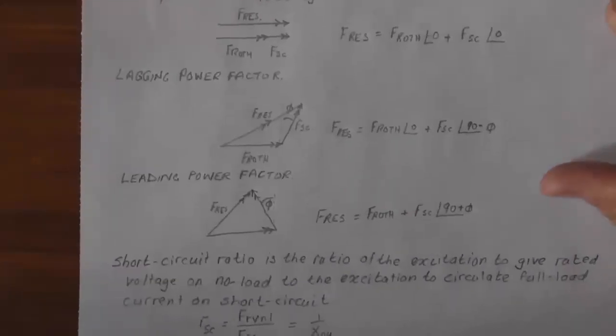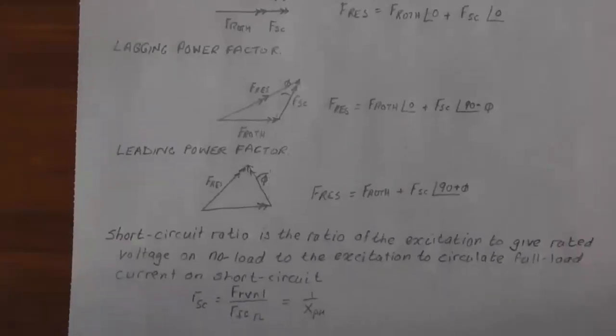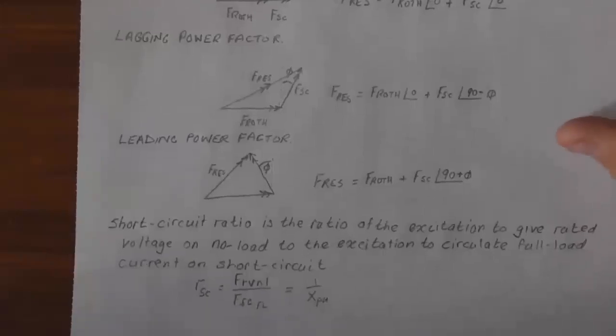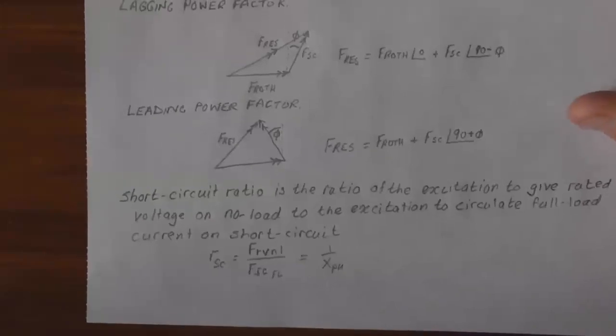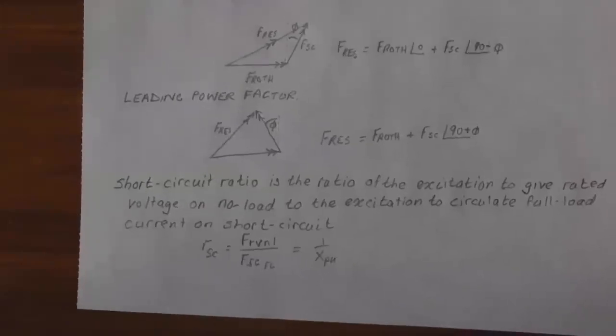Now if you've got a lagging power factor, there you can see F res is F Rothert plus F short circuit at angle 90 plus phi. For a leading power factor, we have F res is F Rothert plus F short circuit at angle 90 minus phi.